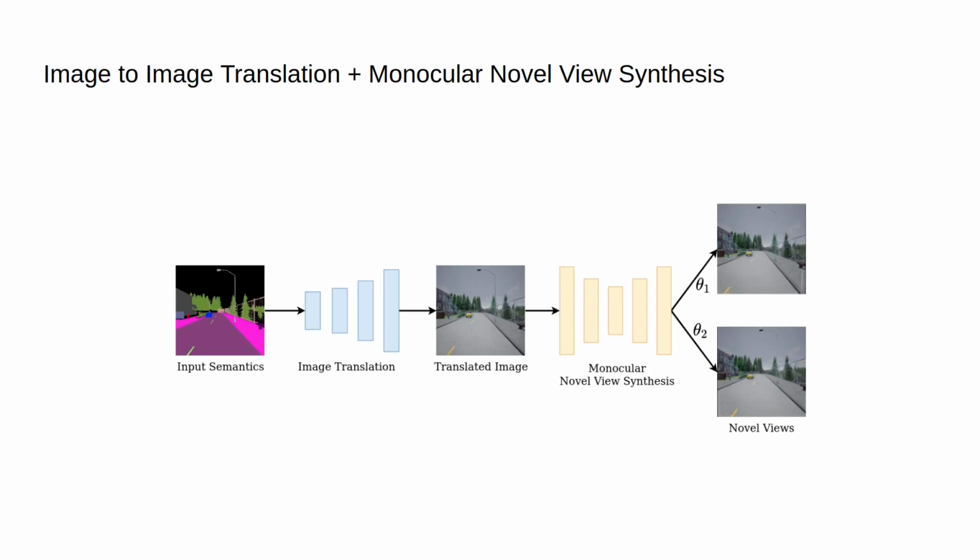In fact, a straightforward GVS approach could be devised by combining state-of-the-art image-to-image translation and monocular view synthesis methods. This combination of the two methods works as follows. The input semantics is first translated into a photorealistic image. The translated image is then rendered from arbitrary camera poses using a monocular view synthesis method.